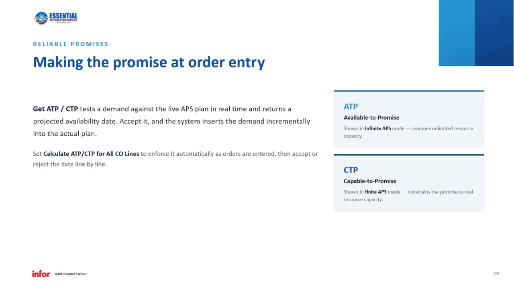For those of you that have played with the settings, there's also a function in your planning parameters to set the parameter to calculate all order lines automatically. Essentially, as you create an order line, an ATP calculation or CTP calculation will run when you save the record and prompt you to confirm the date.